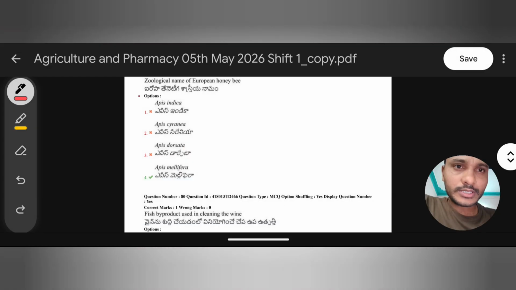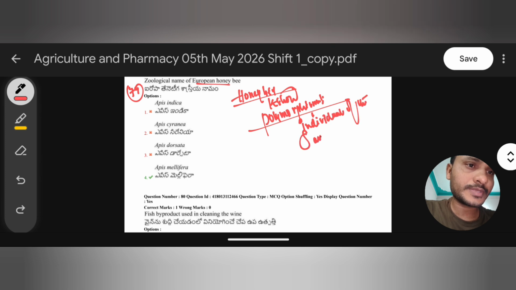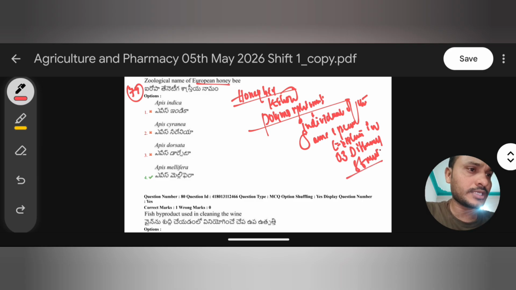Next, the 79th question: the zoological name of the European honeybee. We have different types of honeybees. Do you know honeybees show polymorphism? Very important. Polymorphism means individuals of the same species exist in three different structures. If individuals of the same species exhibit three different structures, such species are known as polymorphic. The best example is the honeybee.